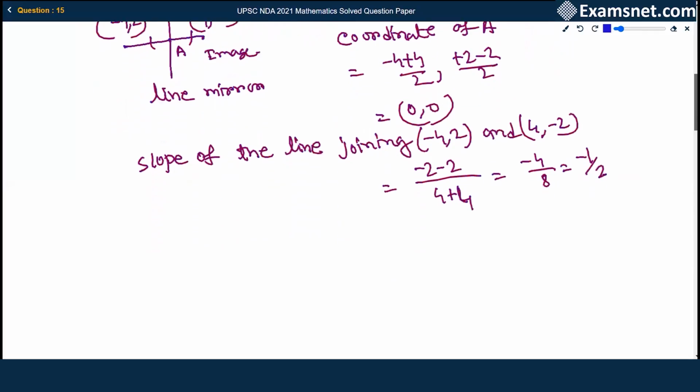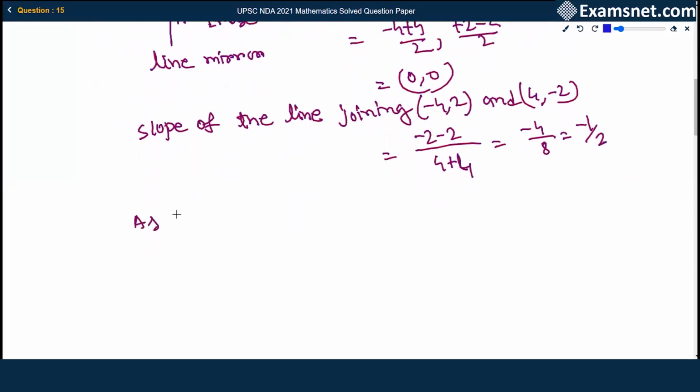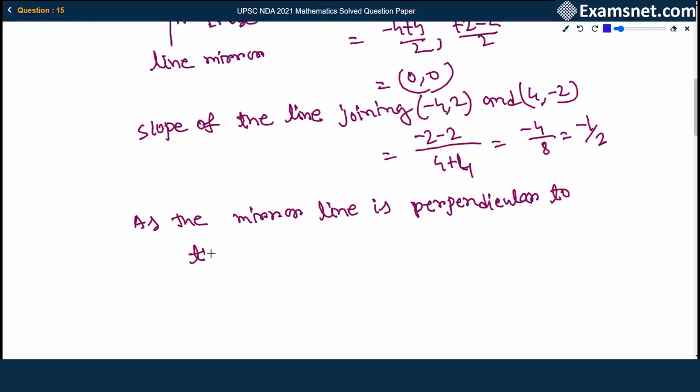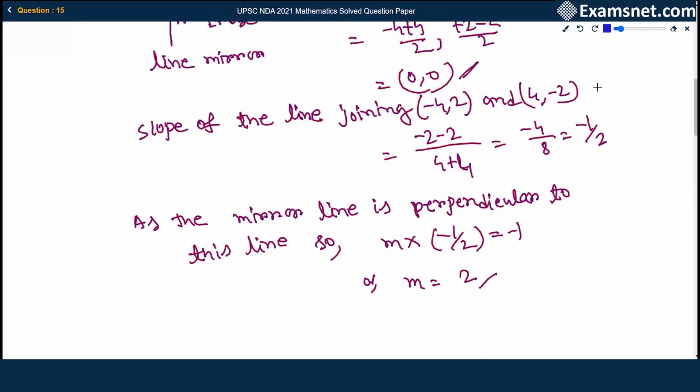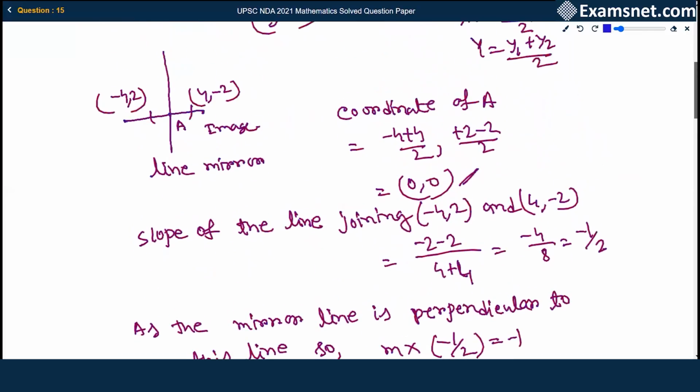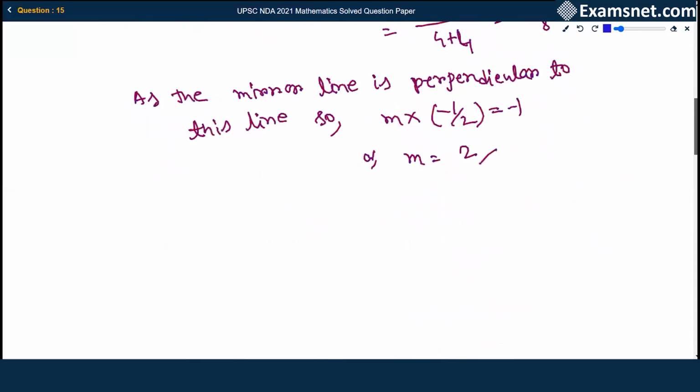Since the mirror line is perpendicular to this line, we can say that m multiplied by minus half equals minus 1. That means the value of m is 2, correct? Now we have the slope and one point that lies on the mirror line, right? Now we can easily find the equation of the line mirror.